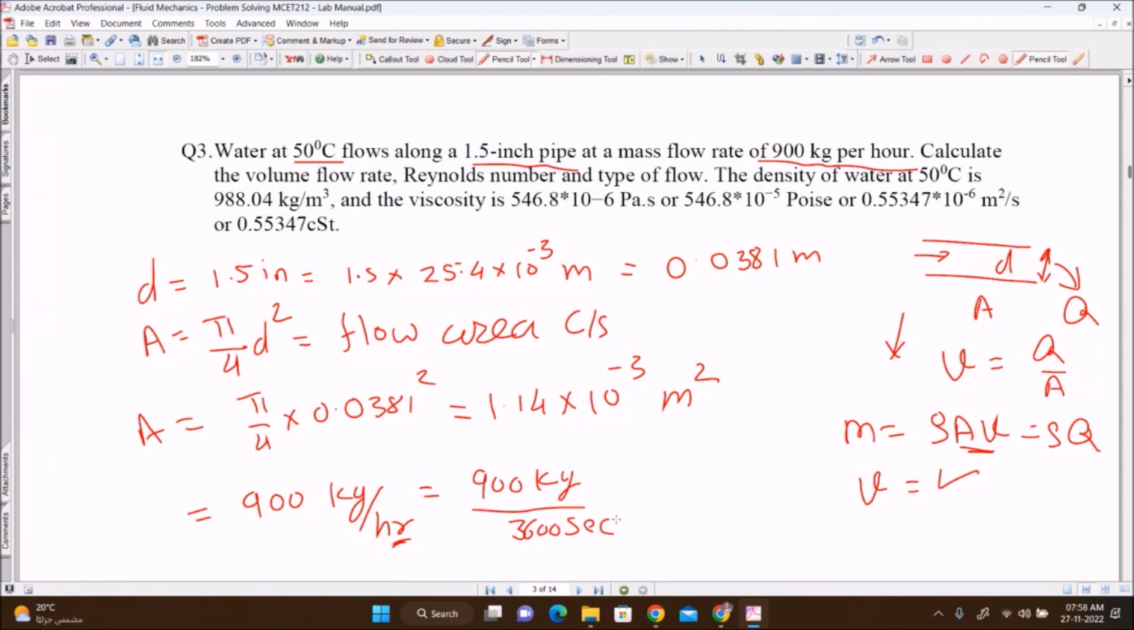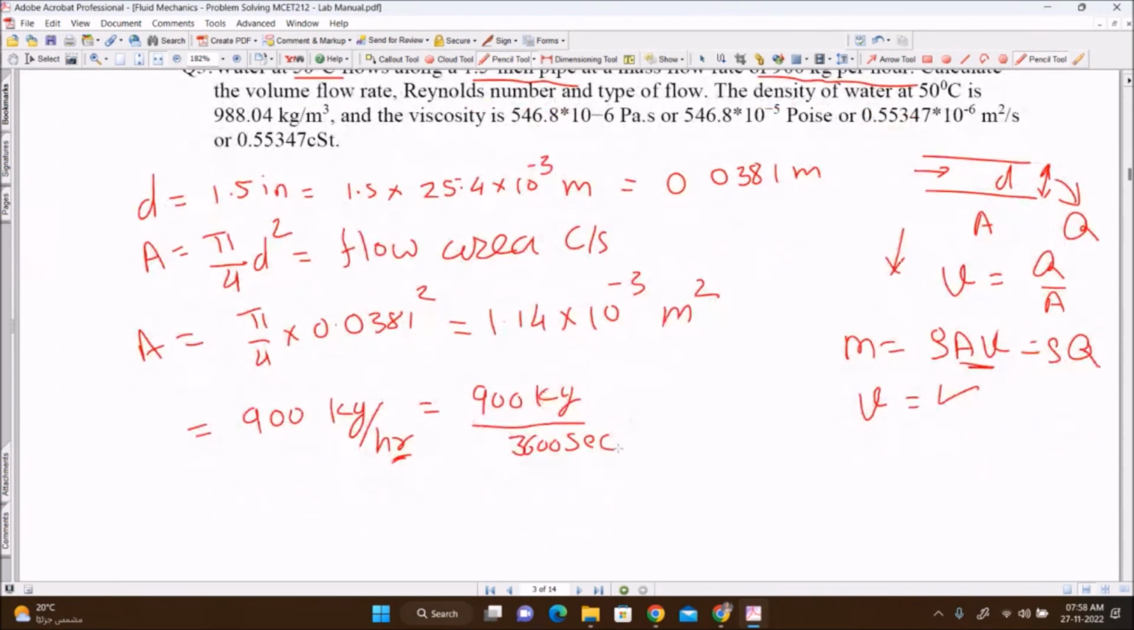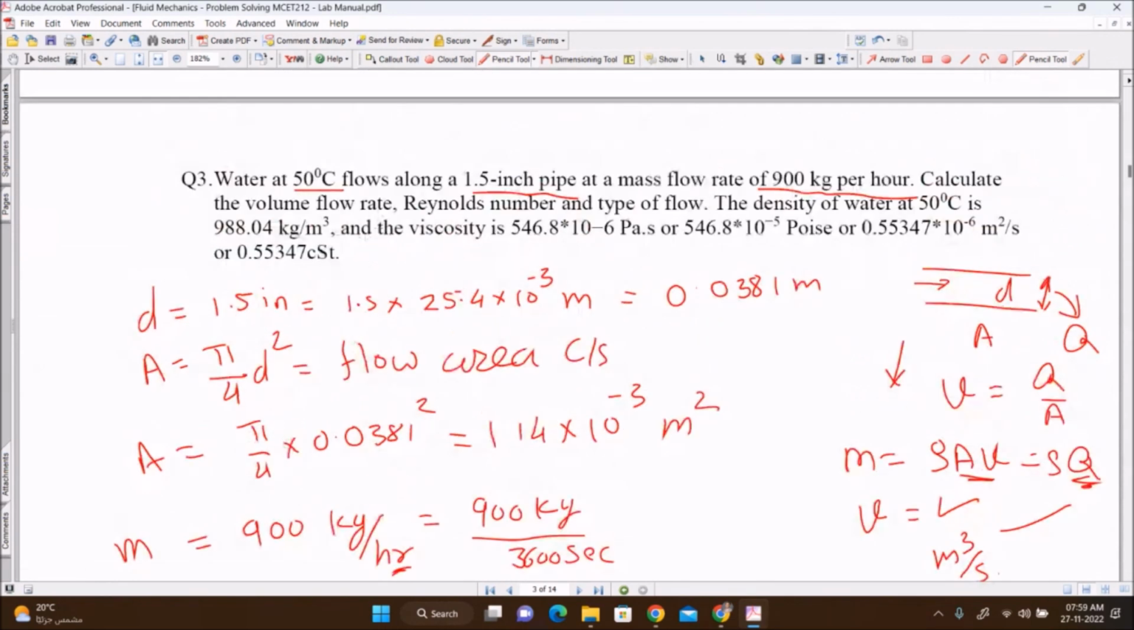See, kg per second. What is kg per second? Per second means rate, like meter cube per second is volume flow rate, because meter cube is a volume and per second means rate. Like kilogram is a mass, per second is a rate. Kilogram per second means mass flow rate. So this is a mass flow rate, gram per second.